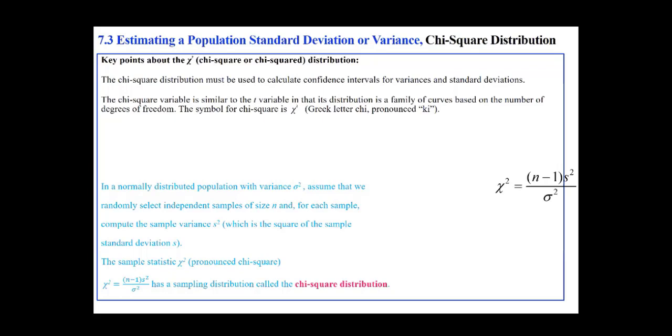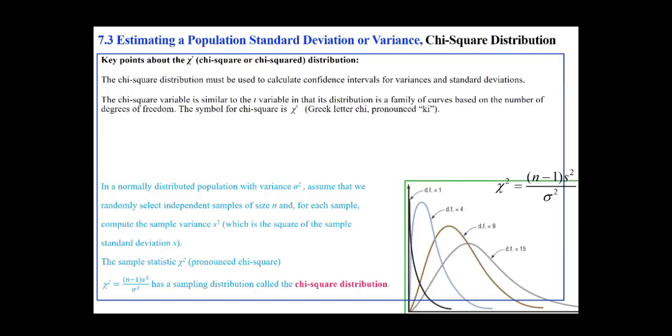Now, key points about the chi-square or chi-squared distribution. The chi-square distribution must be used to calculate confidence intervals for variances and standard deviations. The chi-square variable is similar to the t variable in that its distribution is a family of curves based on the number of degrees of freedom. df equals n minus 1. The symbol for chi-square is this Greek letter chi, pronounced chi.